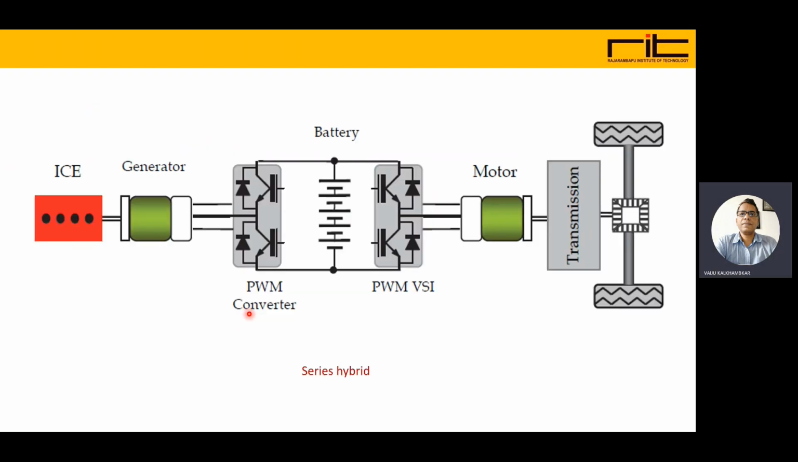Here we can see the schematic of the series hybrid again. IC engine, then generator, then there is a converter system, then it can give supply to the battery. Again, from the battery, it can be inverted and given to the motor, and then the motor is connected to the transmission. So the IC engine is not connected to the transmission, but the IC engine is connected to the generator and it is supplying, and it is connected via this motor. So always the motor is connected to the transmission.